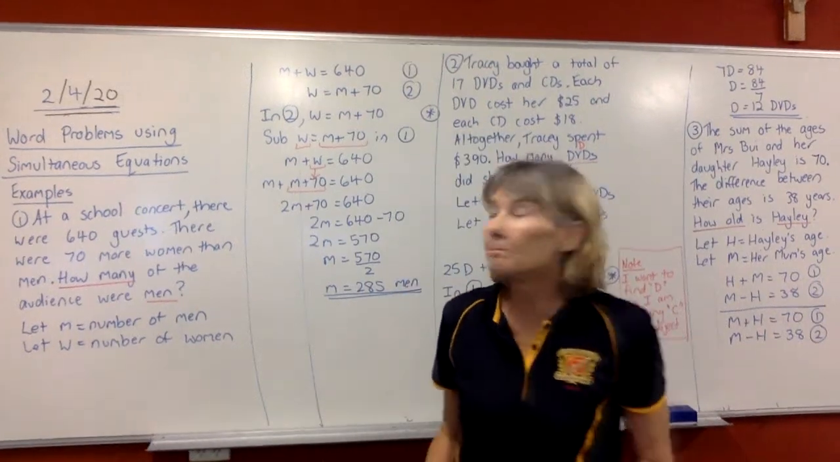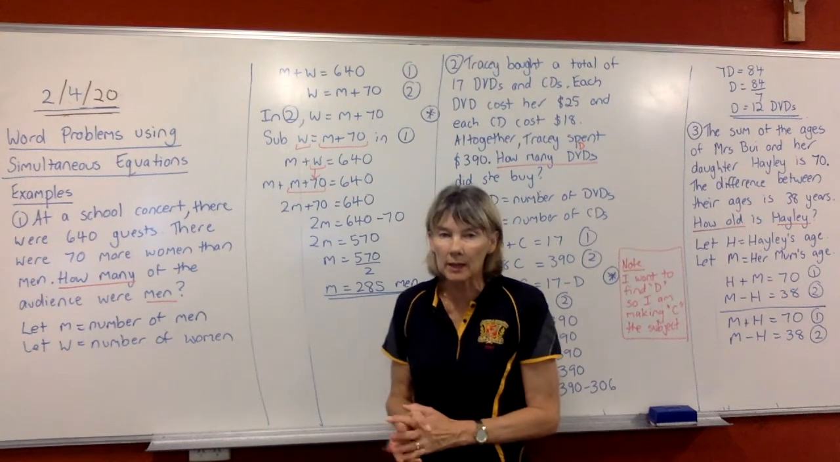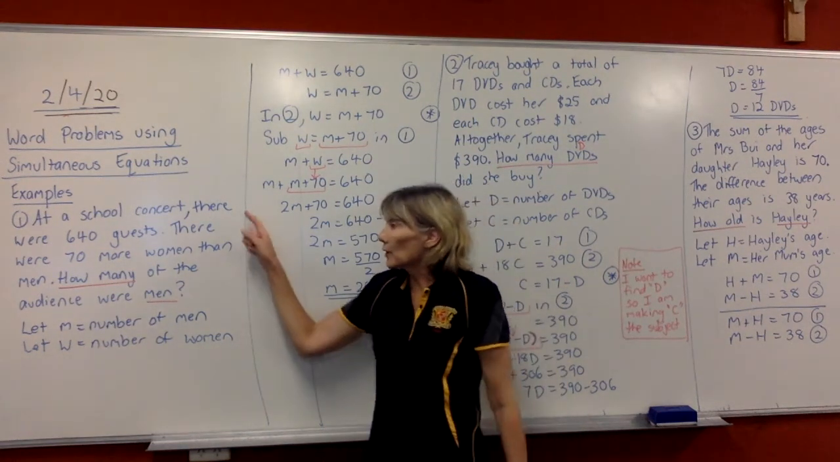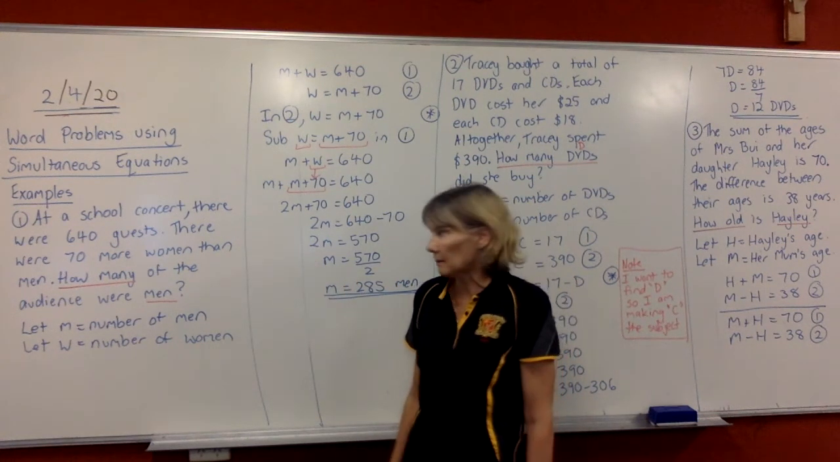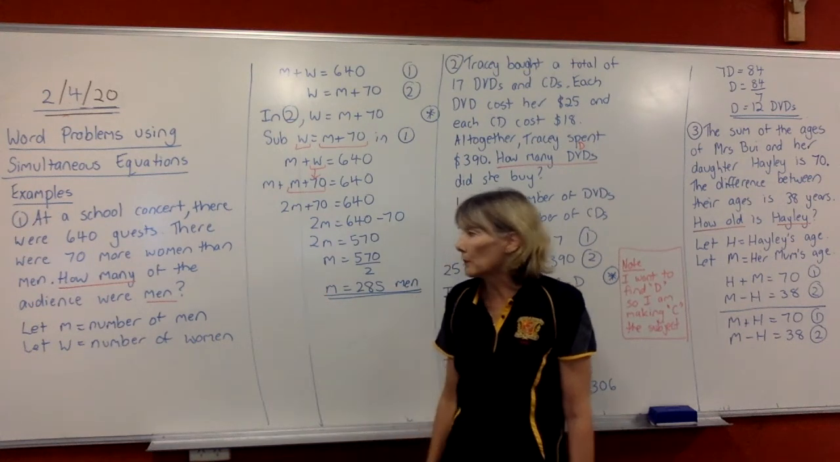Good morning, Year 10. Okay, so today we're going to go into word problems using simultaneous equations. All right, so this will really test you out. The first example: at a school concert there were 640 guests. The second thing they say: there were 70 more women than men.